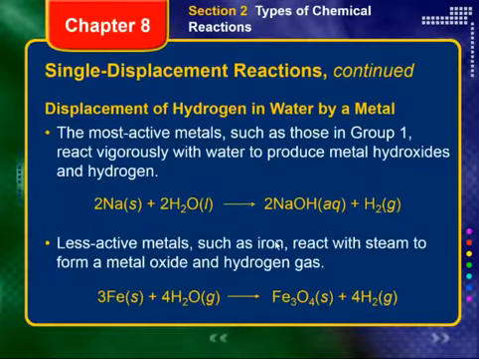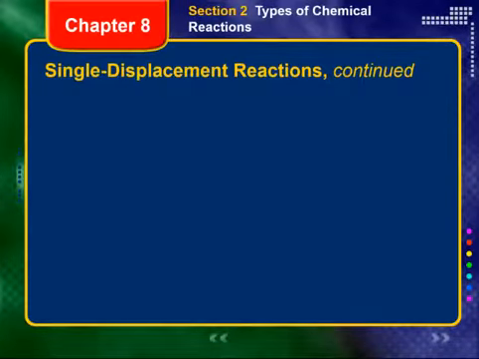Less active metals such as iron react with steam, okay, because that's where the energy is coming from, the hot steam, that's thermal energy, to form metal oxide and hydrogen gas. What is this iron replacing? This hydrogen. How can I tell? Because this hydrogen is all by itself. Why was it all by itself? It got booted.